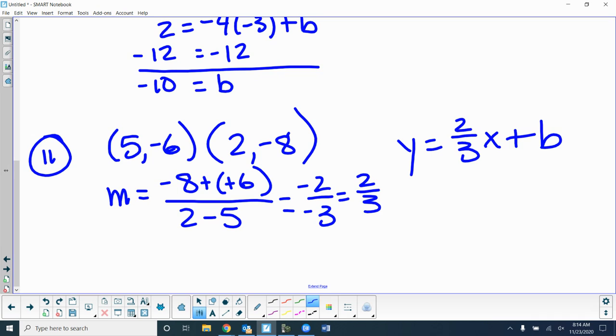Now, it's your choice. You can pick either point to plug in for. Doesn't matter. All right, just one of them though, you don't need both of them. Okay, your choice. I'll just do the first point. So I'm gonna put negative 6 in for the y and 5 in for the x. Well, 2 times 5 is 10, so that's 10/3. So I'm going to subtract 10/3.